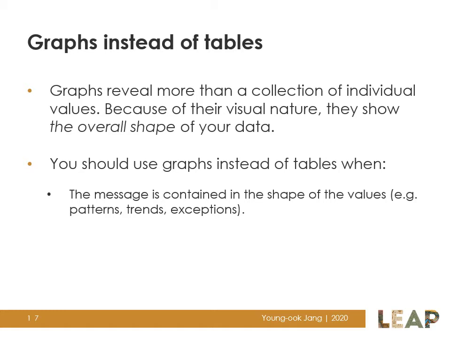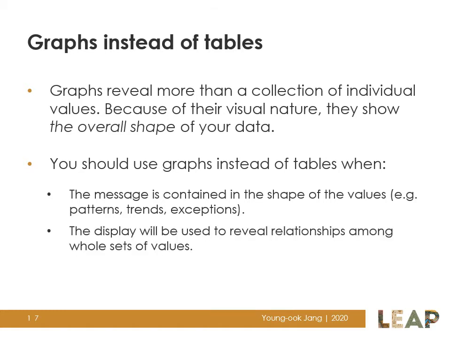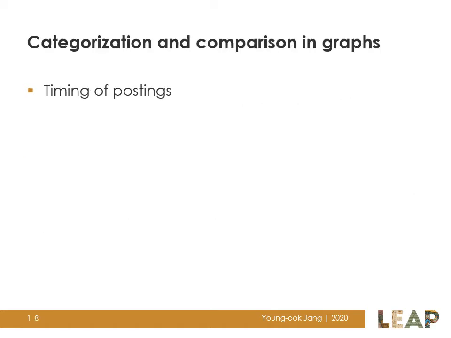I used the histogram to show you the distribution of the values of the likes, right? And it was very clearly shown that the distribution skewed to the right, and I have the outlier on the right-hand side. Also, when the display is used to reveal relationships among whole sets of values, graphs are better. Okay, so here are some examples of the usage of graphs.